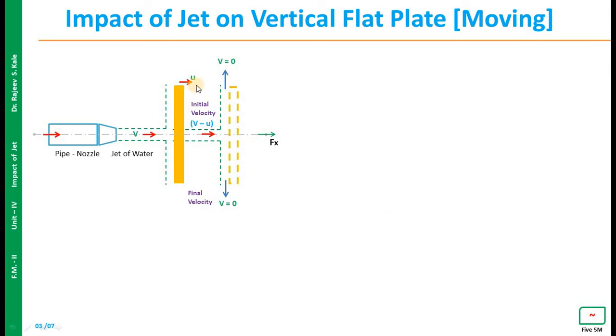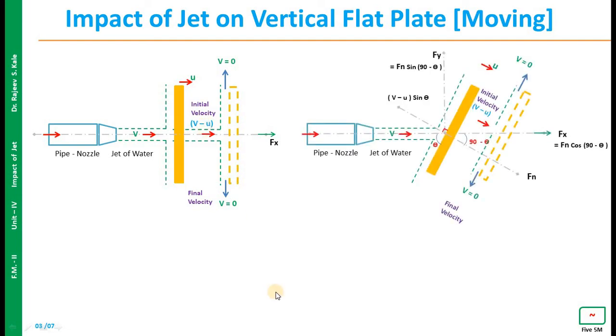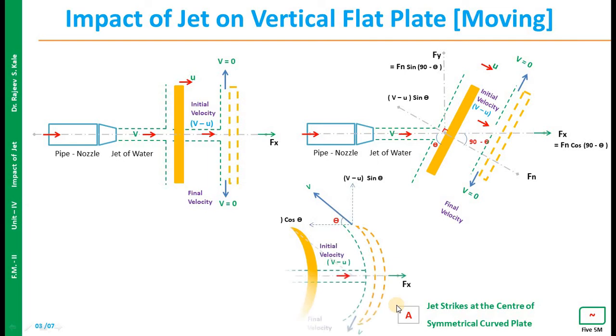The velocity of the plate is taken into account. So vertical plate, inclined plate, moving inclined plate, again curve plate, curve moving plate. All these velocity components you have to take into account, the velocity of the plate also. So the velocity of jet minus the velocity of plate, that much is the initial velocity, V minus U.